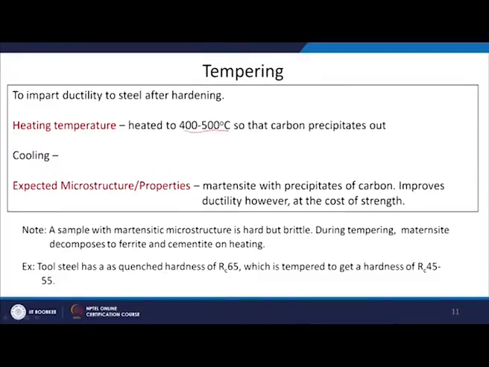Some notes are there. A sample with martensitic microstructure is hard but brittle. During tempering, martensite decomposes to ferrite and cementite on heating. Tool steel has a quench hardness of around 65. We will see what we mean by these hardness values. It is tempered to get a hardness of around RC 45 or 55.